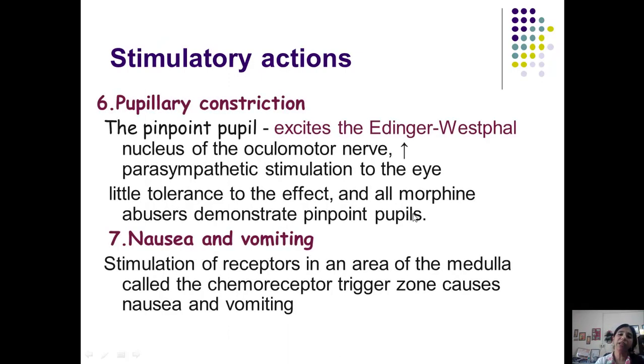As far as their other stimulatory actions on the brain are concerned, morphine excites the Edinger-Westphal nucleus, which is the nucleus of the third cranial nerve, the oculomotor nerve, and the patient develops pinpoint pupil. Not only the patients, even the drug abusers develop pinpoint pupil, and the patient does not develop tolerance to this constriction of the pupil. So even if he is a morphine abuser who has been using morphine for a long time, his pupils will always be pinpoint, and that is one of the criteria to decide or to exclude morphine overdosage or morphine poisoning.